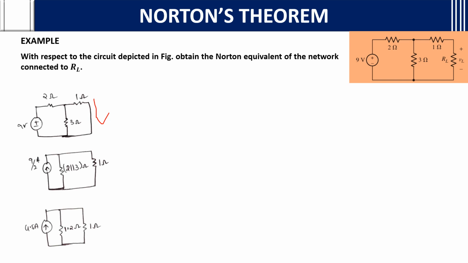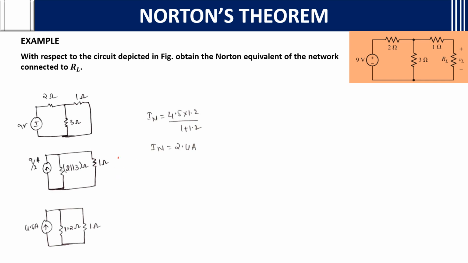As the circuit is simple, I have done it in a different way. If you see, this voltage source is in series with the 2 ohms, so you can convert it into a current source. The current source will be V by R, that is 9 by 2 amperes, in parallel with the 2 ohm. Again this 2 ohm is in parallel with the 3 ohm. So 2 ohm parallel with 3 ohm and 1 ohm. After that, you will get 4.5 amperes in parallel with 1.2 ohms and 1 ohm. The Norton's current is calculated in this 1 ohm resistance.